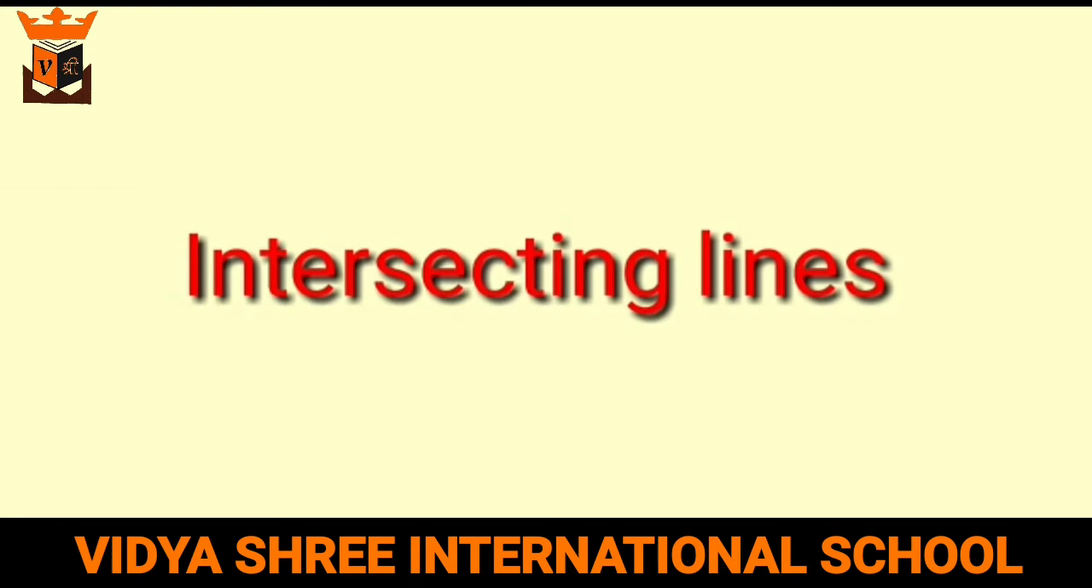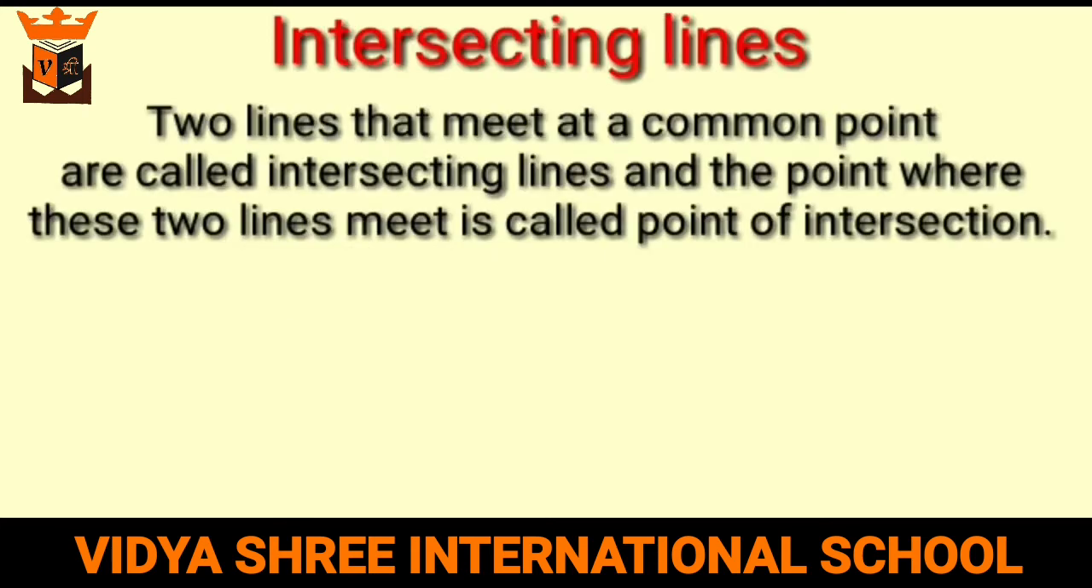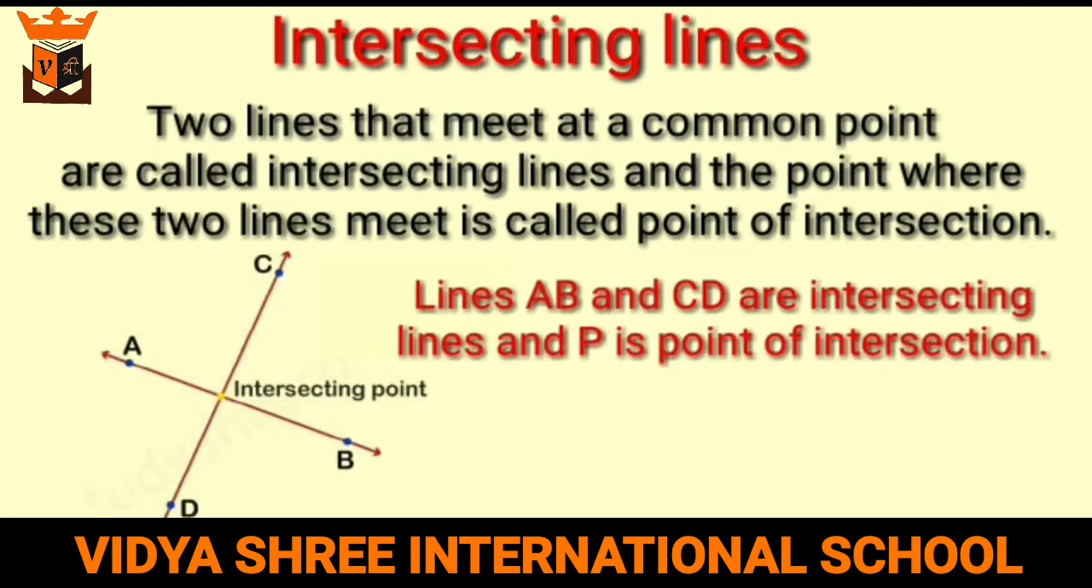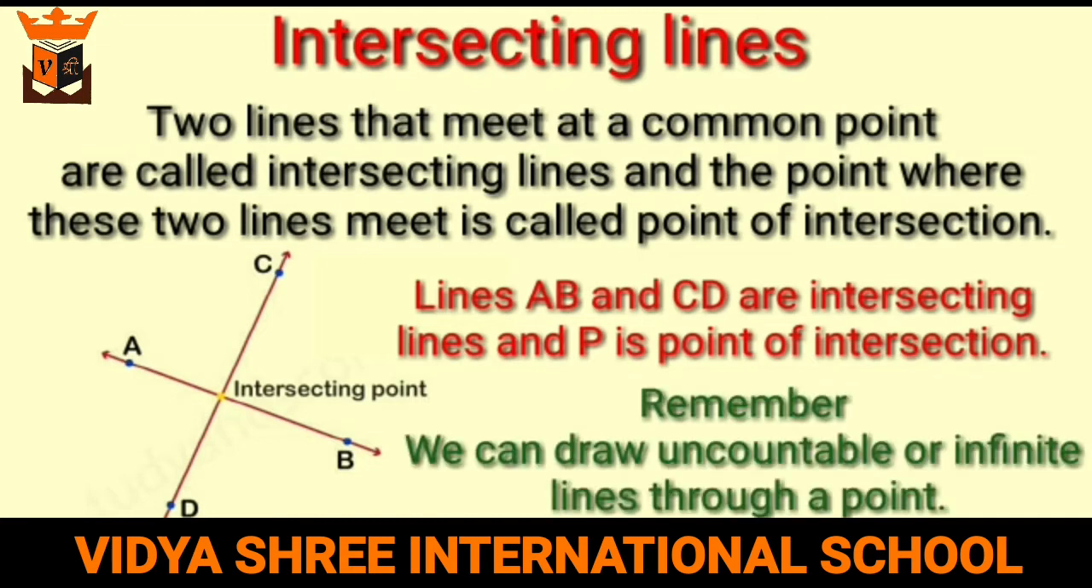Intersecting lines. Two lines that meet at a common point are called intersecting lines, and the point where these two lines meet is called the point of intersection. Lines AB and CD are intersecting lines and P is the point of intersection. Remember, we can draw uncountable or infinite lines through a point.